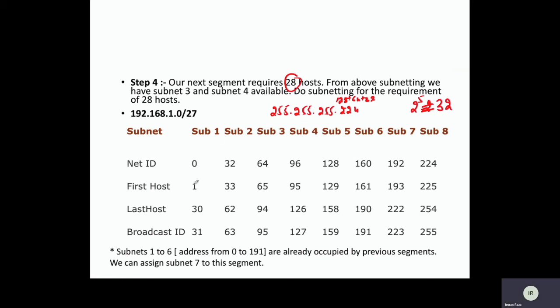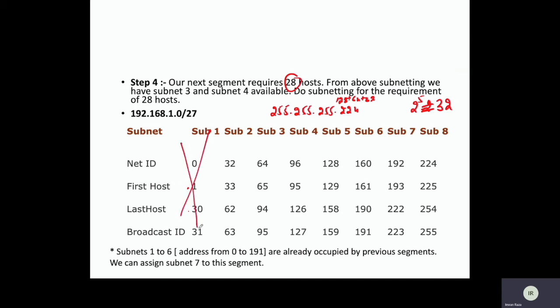Right. So the first subnet is 192. The first host address is 192.168.1.1, and it goes up to 1.30, and 31 would be the broadcast address. Similarly, the second starts from 32, 33, and it goes up to 62, and so on and so forth. So can I assign this first subnet to physics?